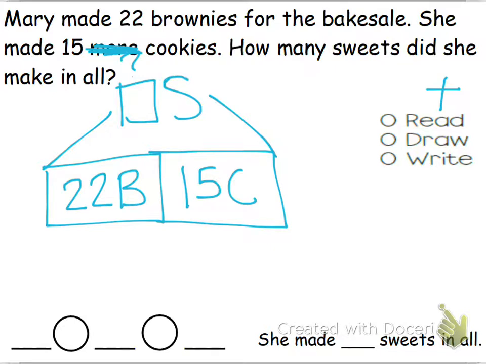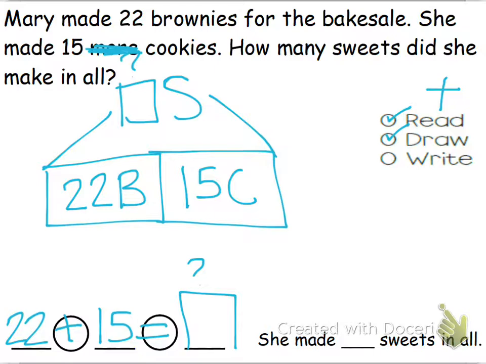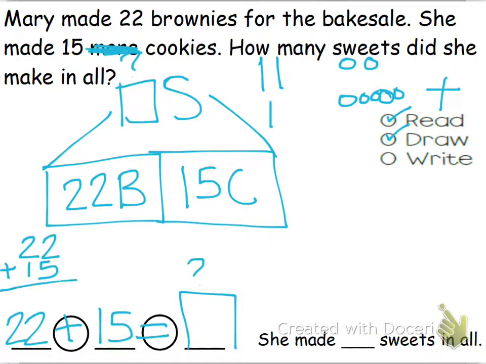So now we can do our, I'm going to check this off. So now we can make our numbers in it. We know there's 22 plus the 15 cookies equals mystery box. There's a few things that we can do here. You could draw your quick 10s and 1s. So you could draw 20 and 2 and 15 and count it and add it up. You could also do your vertical number sentence here, and you could add it up.